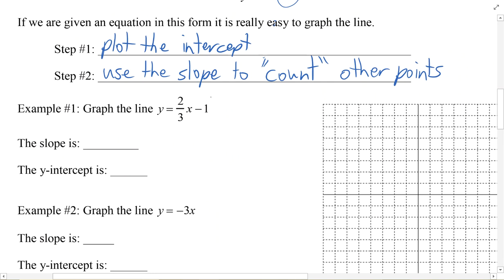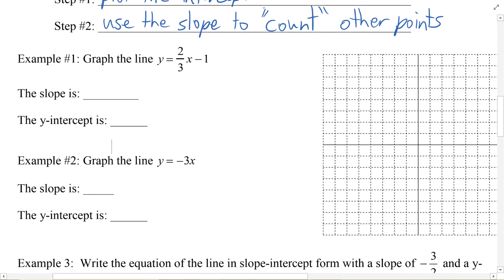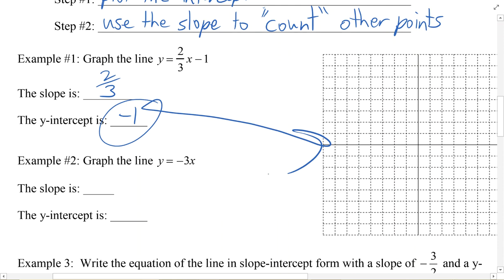So, looking at this equation, y equals 2/3 x minus 1. Write the slope here. Write the intercept here. Go, do it now. So you should have 2/3 written here, and it should be positive, and you should have a -1 written here, and it must be a -1. Good, so step number 1 is plot this point. Go ahead, plot it. Look at me, I'm done. Not too hard. There's a dot right there on the y-axis at -1.